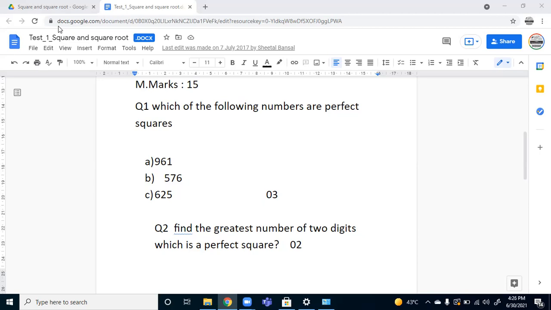Ma'am, is it 9? 9 square? 81? You are saying 81. So 81 is correct, but I want to know the way how you have attempted this question. 81 is the correct answer.